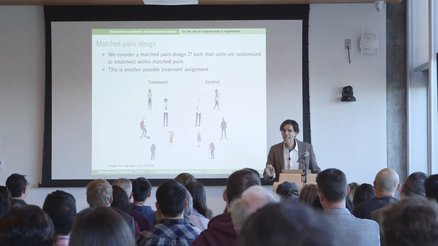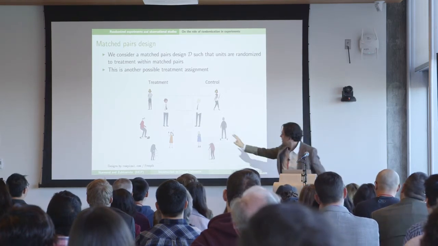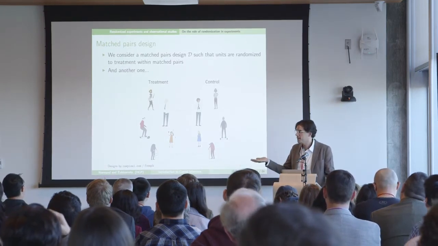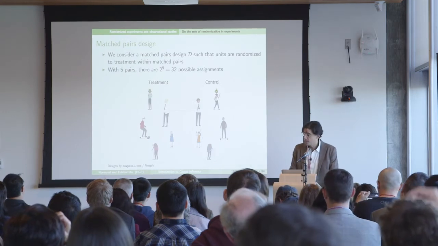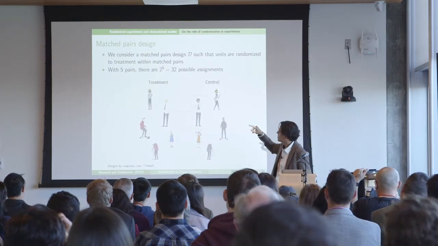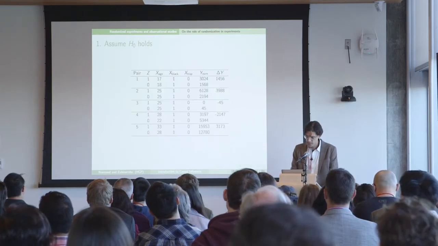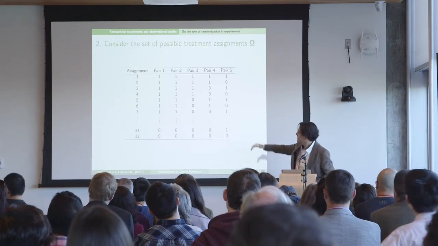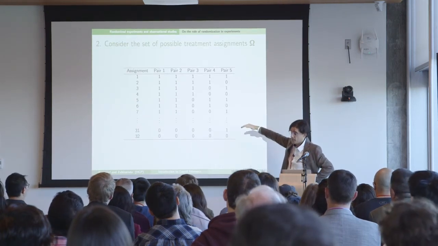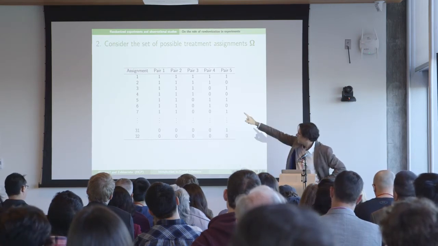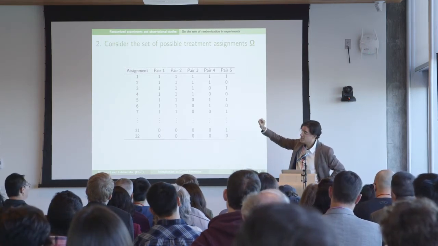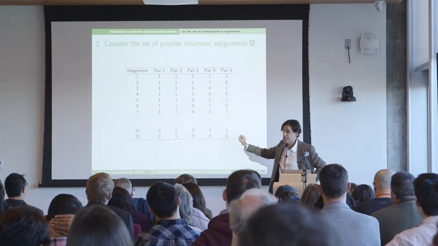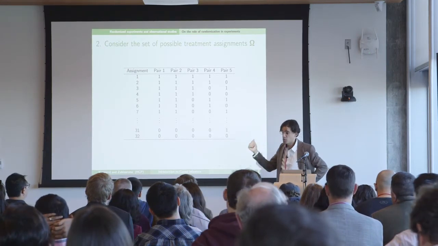Okay? Another possible assignment is to switch these two gentlemen, right? The flip of the fair coin could have been that one, and so on. We have 2 to the 5, in this case 32, possible treatment assignments. These 2 to the 5 possible treatment assignments can be listed like this, right? In the first row, the first subject in every pair is assigned to treatment. In the last row, the last subject in the pair is assigned to control. It's the opposite.